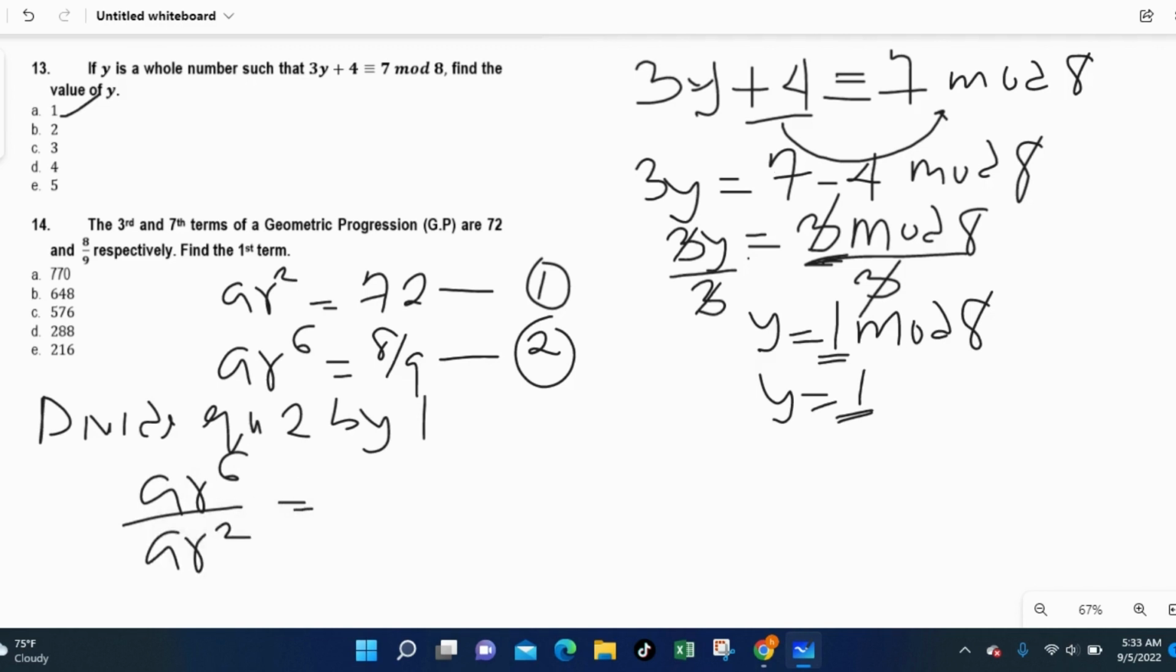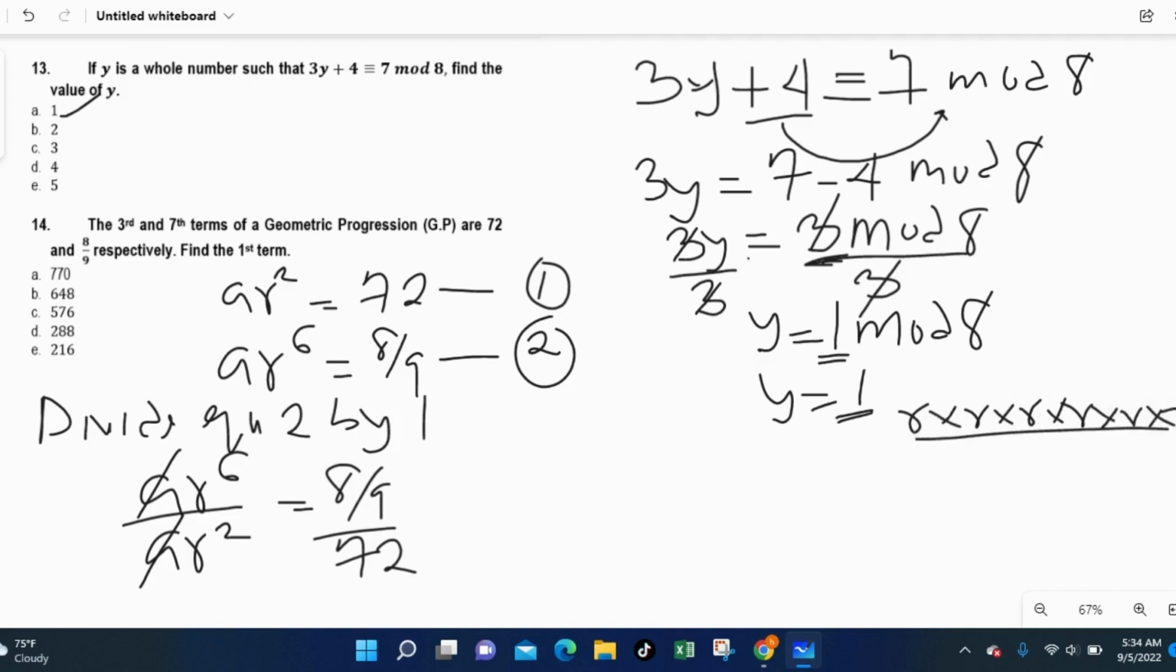That will be equal to what? 8 over 9 divided by what? 72. In this instance, A will go. Now, R raised to power 6 divided by R raised to power 2. It's just like when you have R times R times R times R times R times R, R into 6 places, divided by R times R. R will go R. R will go R.